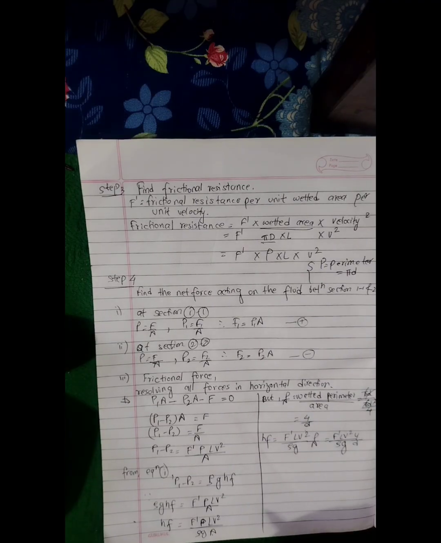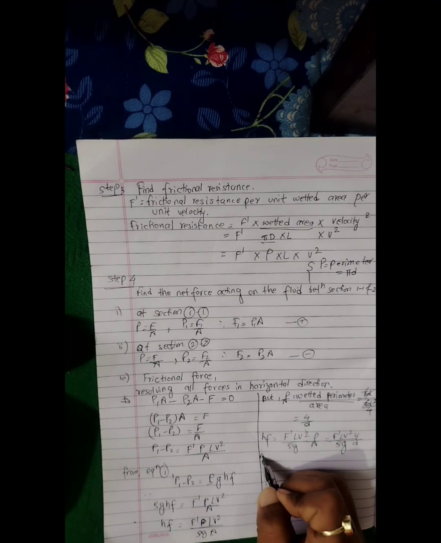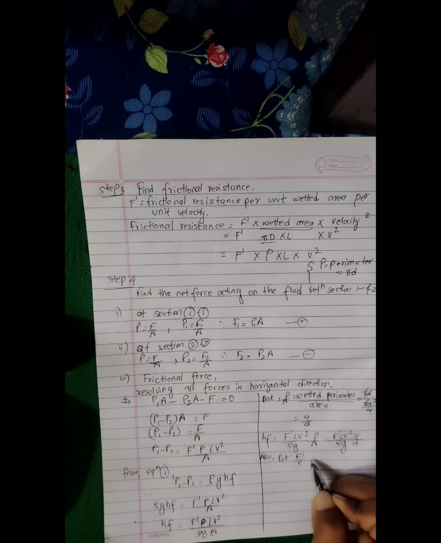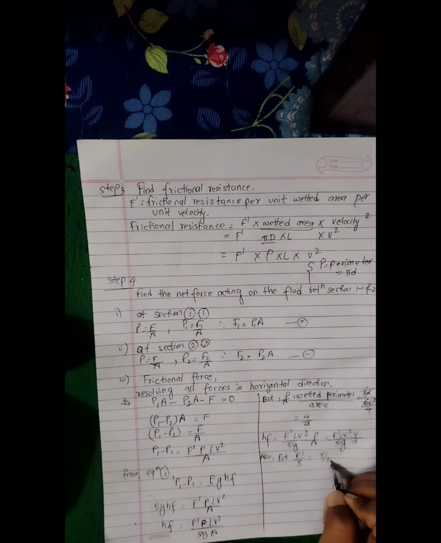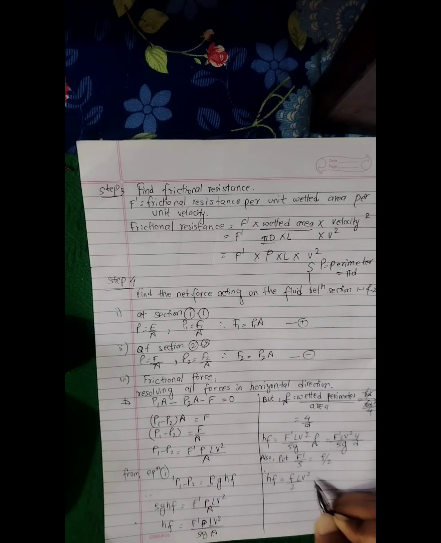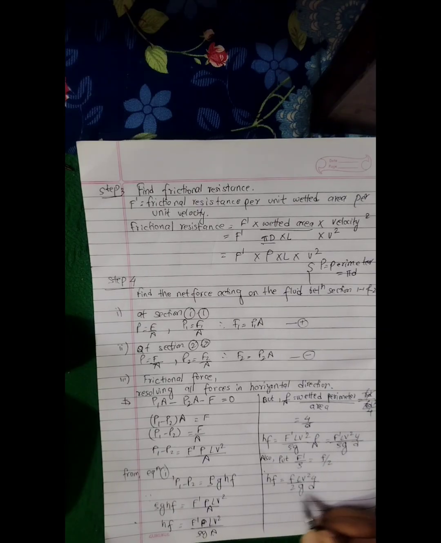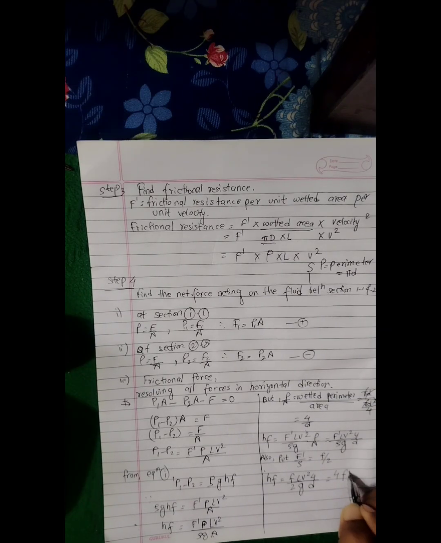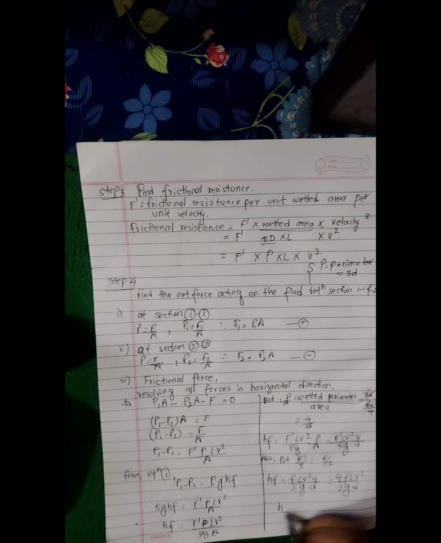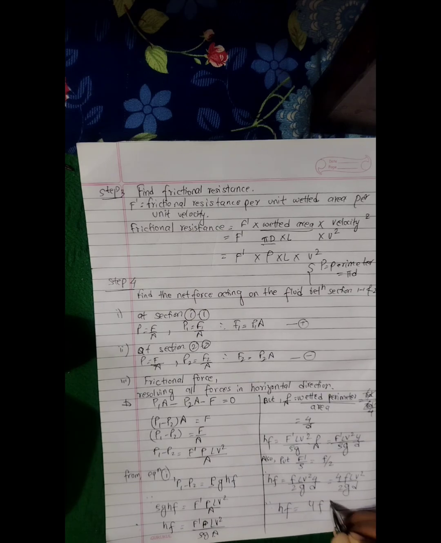Again, putting the values f dash upon rho is equal to f by 2, we will get hf is equal to f by 2 L V square into 4 by d. Therefore hf is equal to 4 f L V square upon 2 g d. Or we can cancel out 2 to the 4, or we can directly write hf is equal to 4 f L V square upon 2 g d.